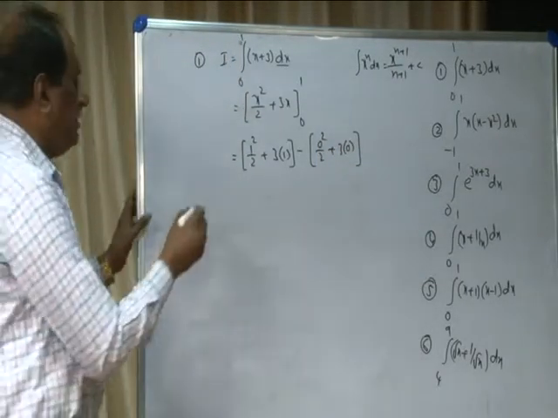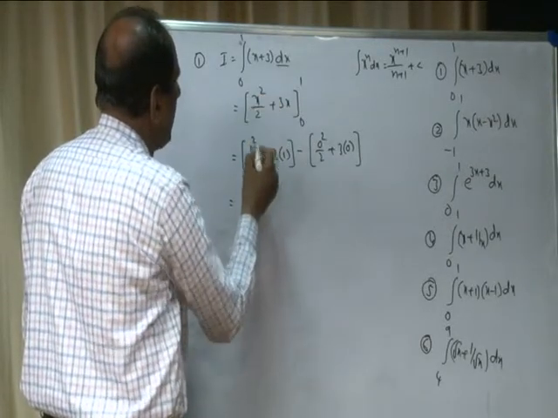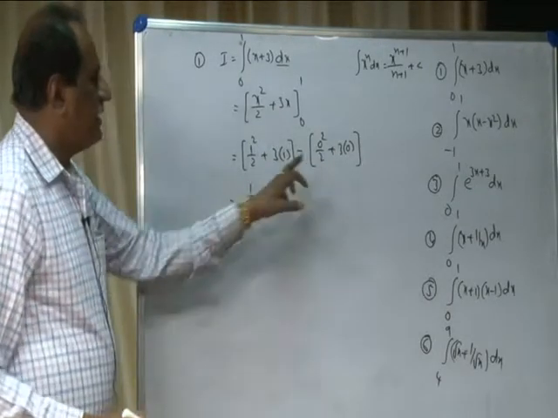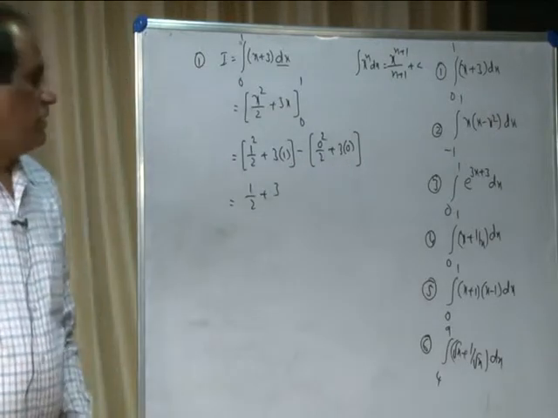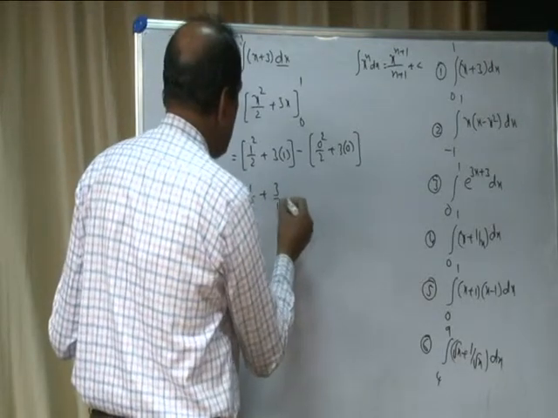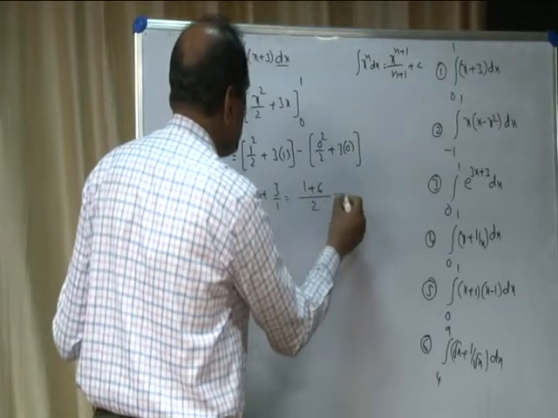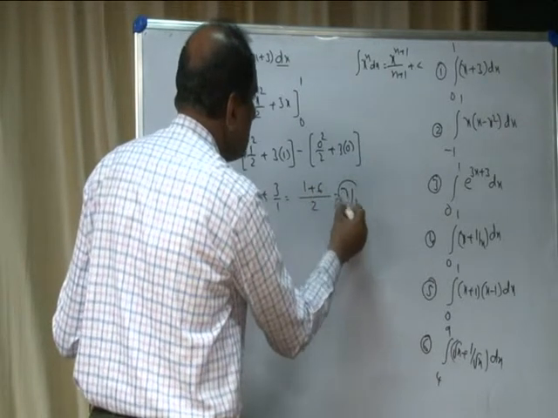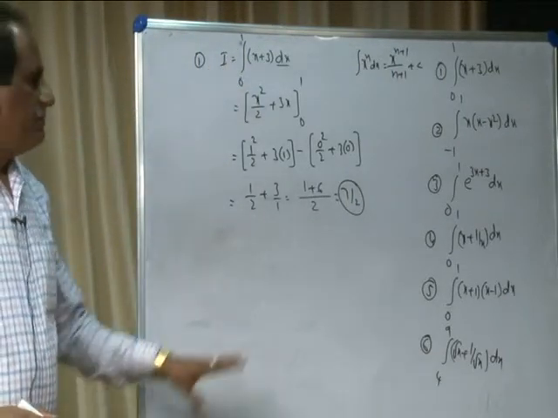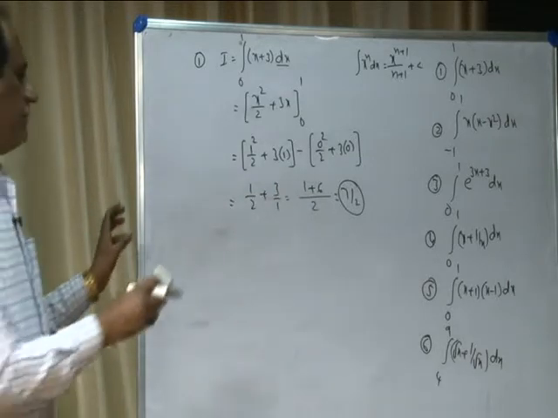Now remove the brackets: half square, that is, 1 square is 1, by 2, plus 3 into 1, 3. The second bracket is 0. 0 by anything is 0, 0 into 3 is 0. So half plus 3. Take the LCM, LCM is 2. So 1 plus 3 into 2, 6, that is 7 by 2. This is the definite value of the integral 0 to 1 of x plus 3 dx. The value is definite, no need of writing C here. So this is the first problem.